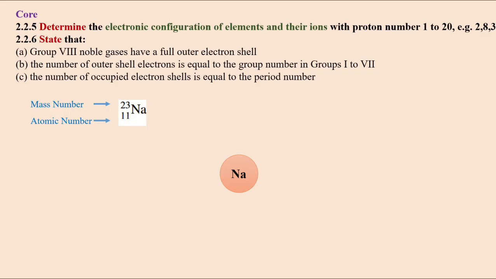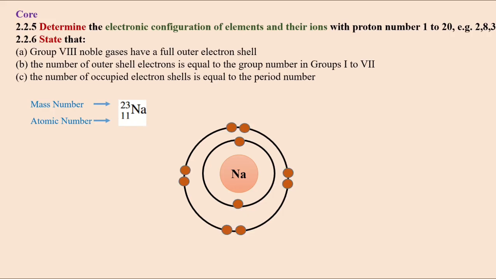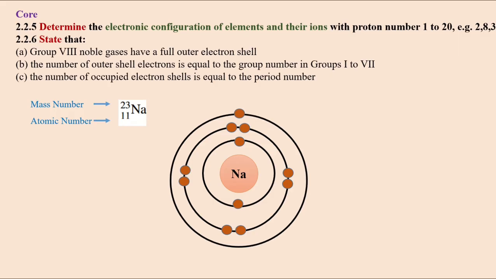In the first shell, we can accommodate 2 electrons maximum. And in the second shell, we can accommodate 8 electrons. Till now we have drawn 10 electrons, and in total we have 11 electrons. So that is why we will draw 1 electron in the third shell. We can also write this electronic configuration in numbers: 2, 8 and 1.